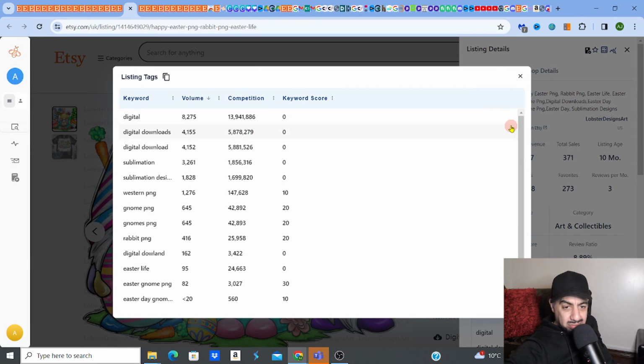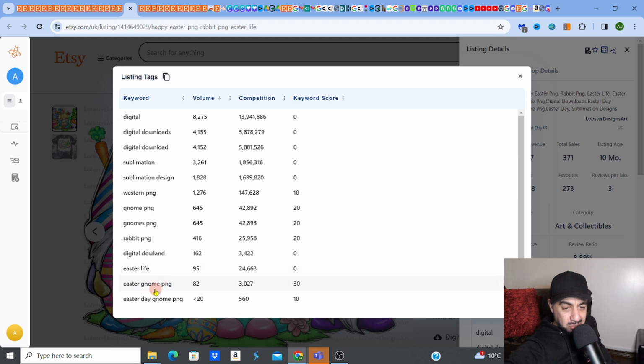And what's amazing as well on top of that is when you actually go into the listing tags, you get even more ideas. And like I said, look, people actually type in Easter gnome. People actually type in Easter gnome PNG, just like they type in Christmas gnome PNG. So you got 82 people every month specifically typing in Easter gnome PNG, and they may be typing in another thing as well. It might be gnome Easter PNG, and this is where you start finding all these other keywords. I mean, that's not too bad keyword score. Although the volume isn't massive, but still, it's a good way of getting seen.